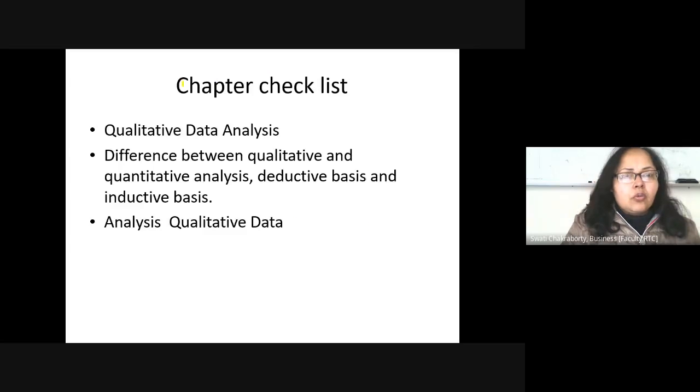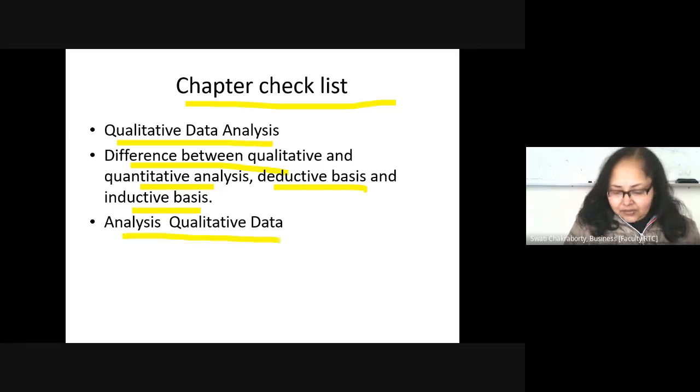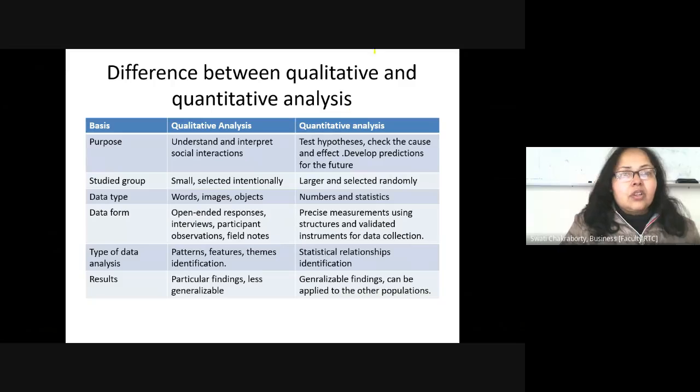Okay, so how has the entire chapter on qualitative analysis been divided? We first start with qualitative data analysis, then the difference between qualitative and quantitative analysis, deductive basis and inductive basis, and then analysis of qualitative data. So let's start with the first topic, the difference between qualitative and quantitative analysis. These are the criteria.